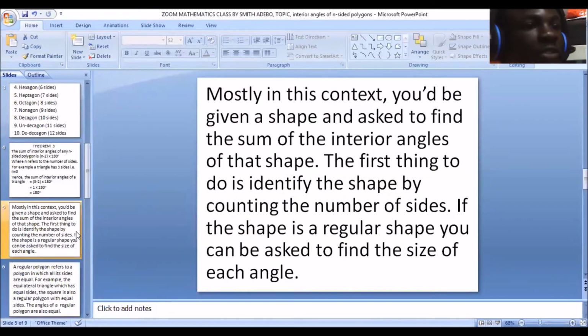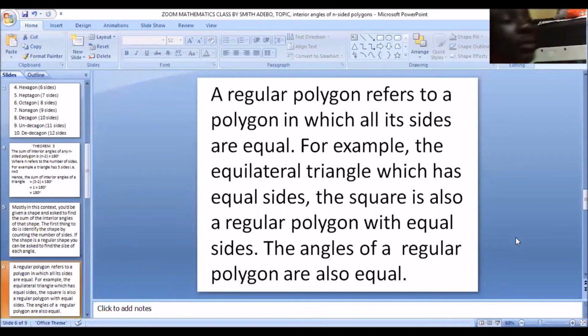Now, I told you that if it's a regular polygon, you'll be asked to find each angle, and we'll not be going deeply into that today. We'll be doing that in our subsequent classes. Now, you might be wondering what a regular polygon is. A regular polygon refers to a polygon in which all its sides are equal.